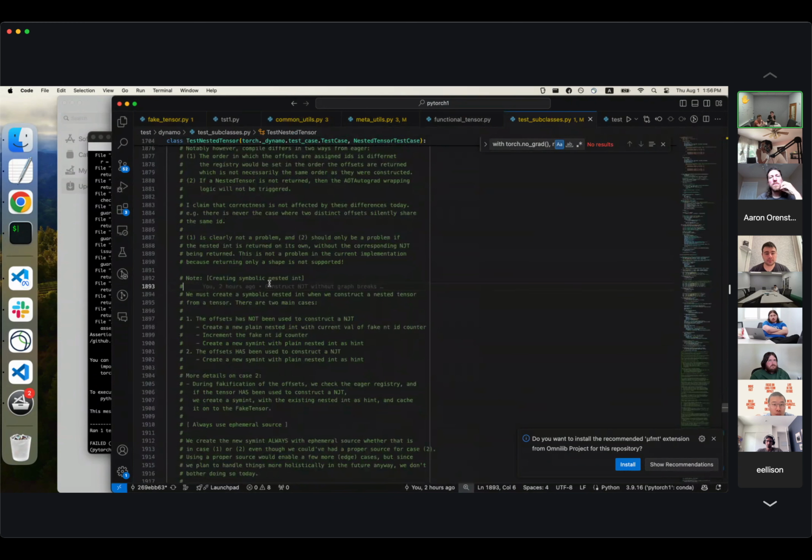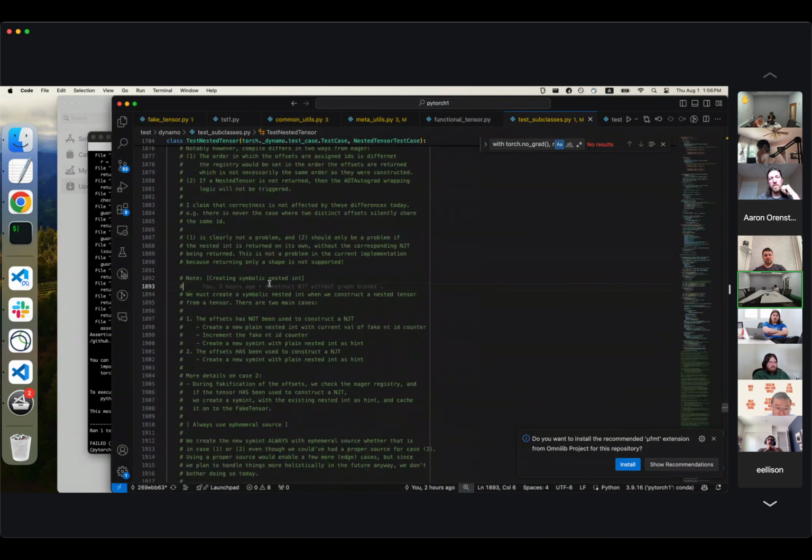On the correctness part, are you saying that if we just land the current PR that makes the registry correct in fake tensor world, but then we don't do the extra runtime side effect stuff, there aren't correctness problems that we'll run into?